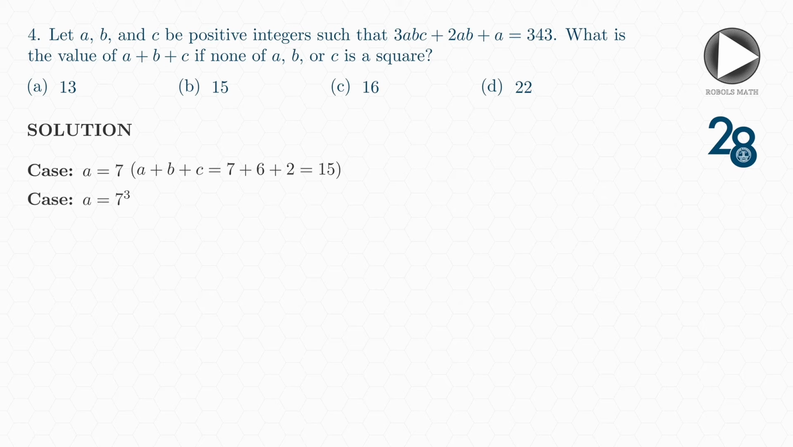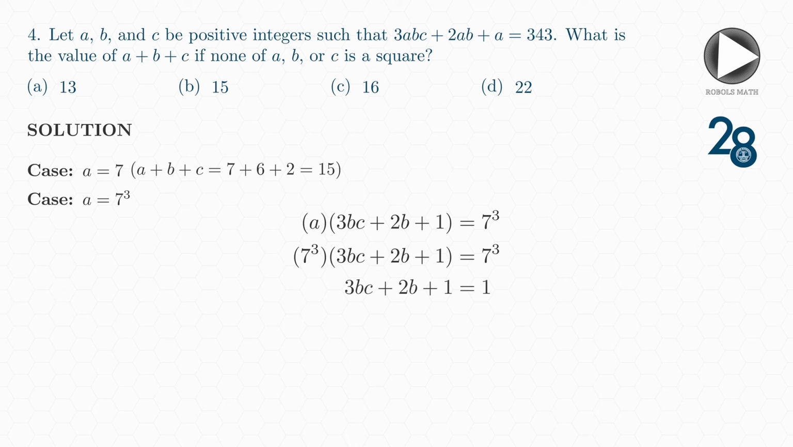If A equals 7 cubed, again, we substitute that into the factored form we got earlier. Divide both sides by 7 cubed. We get 3bc plus 2b plus 1 equals 1. Simplify and factor, we get b times (3c plus 2) is equal to 0. Now, by the zero property of equality, one or both of b and 3c plus 2 must be 0.